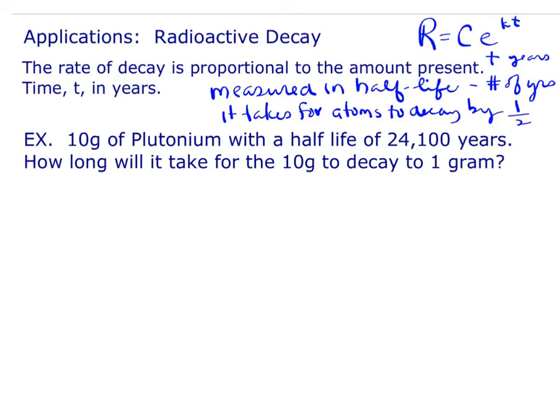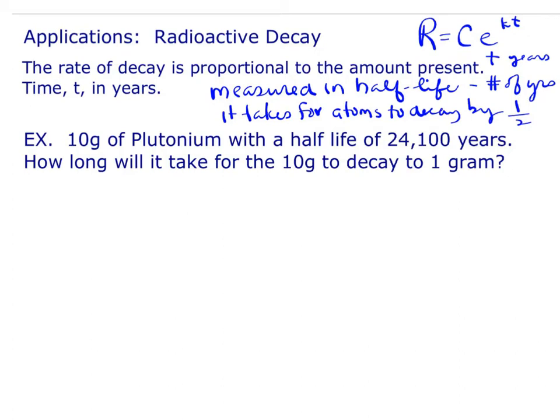So if you start with 10 grams, half-life would mean it would take the amount of time necessary to go from 10 to 5 grams, right, half. And so that can be modeled by R. Let me get my pointer. R is equal to C e to the kt. That looks familiar, does it not? That's the general equation of a differential equation.